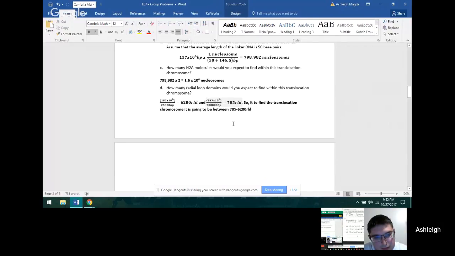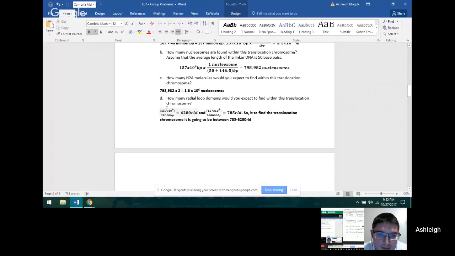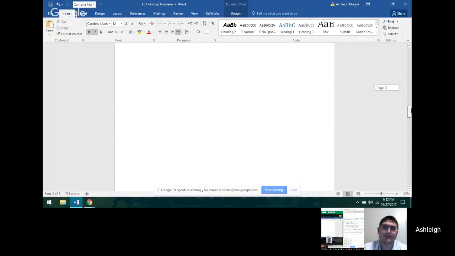All right, and then D, this one, you had to do 2 separate ones because it's asking for it. So we have the first one, which is 157 million again, and you divide that by 25,000 base pairs, which then you get this number, and RLD is just the radial loop domain, and then you do it again over 200,000 base pairs, and you get this, and that's where you find the translocation chromosome, which it's going to be between 785 and 6,280 radial loop domains. And that's question 3.